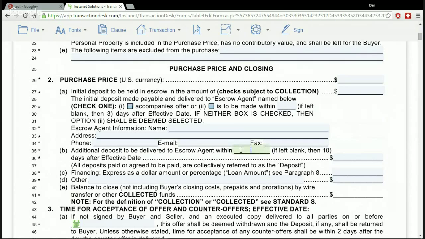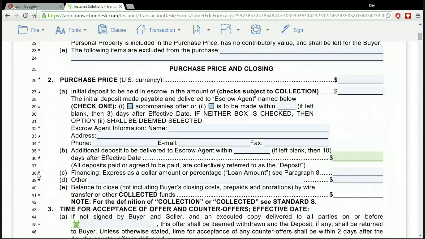Additional deposit. Sometimes after you clear inspections, for instance, you might add additional deposit into escrow. So this line 35, you'll put how many days after execution would be the deadline. If you leave it blank, it's 10. And then here you put the amount.